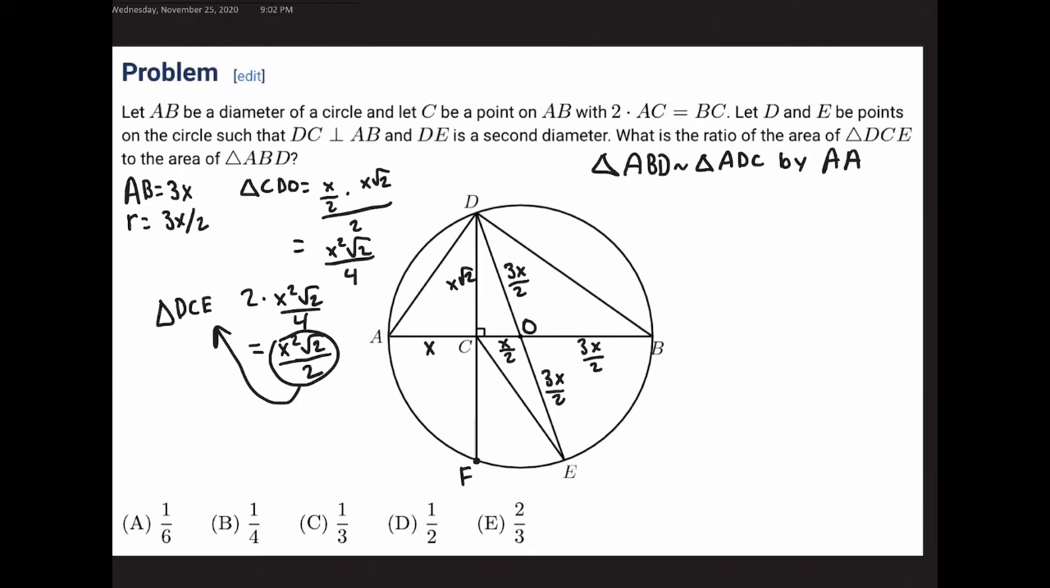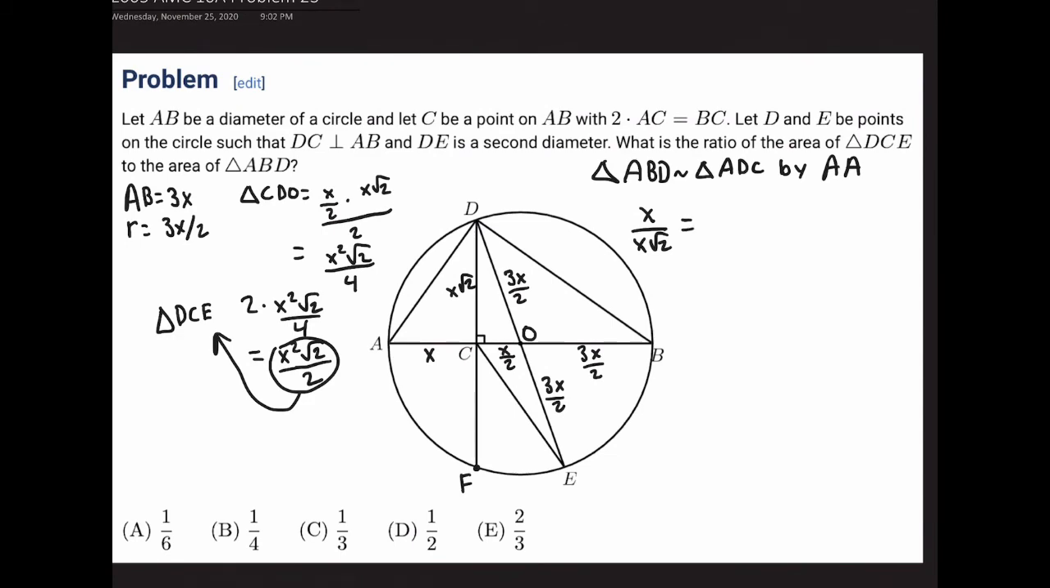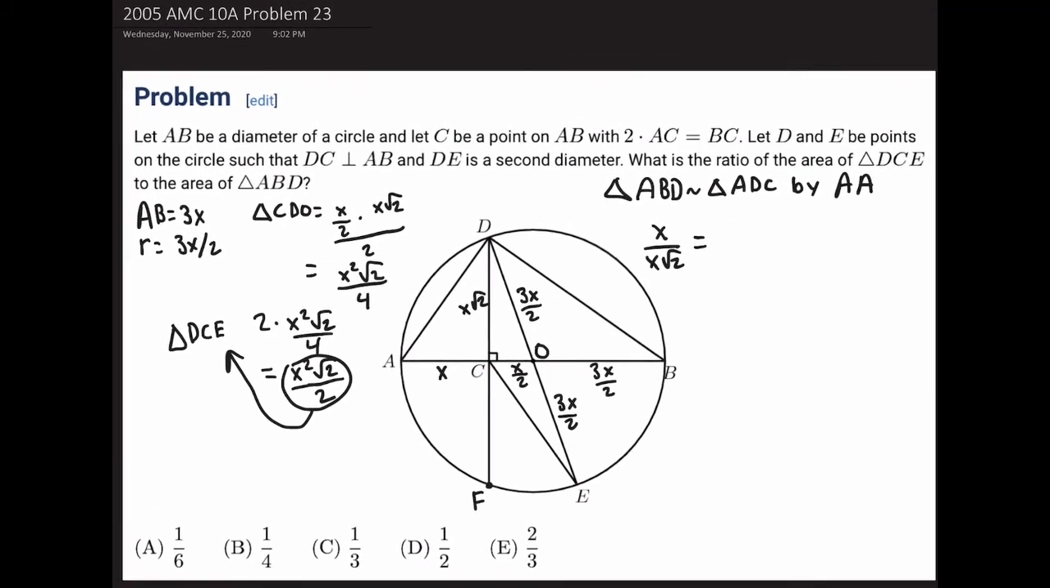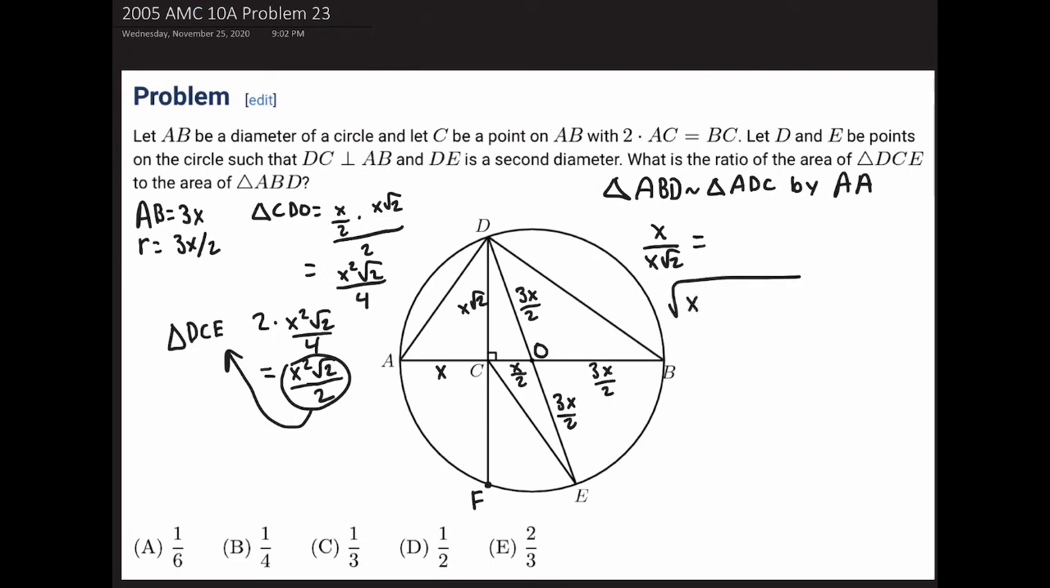That means that the ratio of corresponding lengths is going to be the same. So AC to CD is the ratio of the short leg to the long leg. So it's x over x root 2. Now I know that this should be equal to AD over DB. To find out what AD is, we can use the Pythagorean theorem one more time. It should be the square root of x squared plus x root 2 squared, which is equal to the square root of x squared plus 2x squared, which is going to be equal to x root 3. So AD is x root 3.